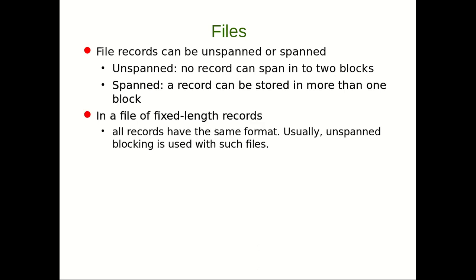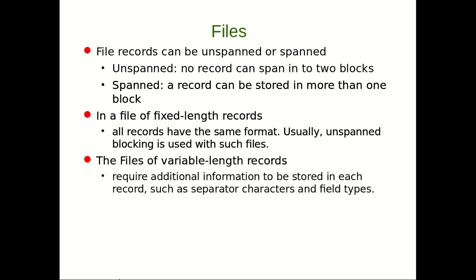Fixed length, variable length records. In fixed length records, all records have the same format. Usually unspanned blocking is used in such files. In the case of variable length records, a record can span more than one block. That is why, with fixed length records, all records have the same format, and usually unspanned blocking is used.